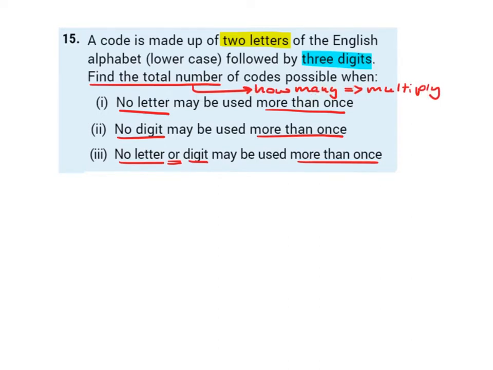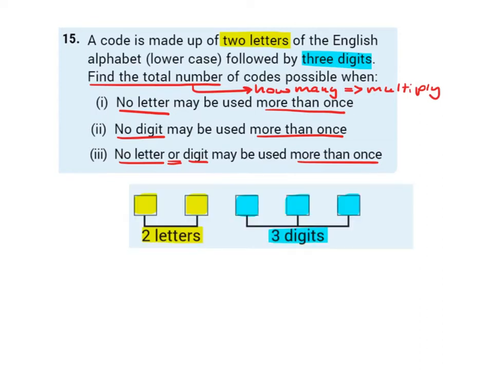It's also important to note that in the English alphabet, there's 26 letters in total. And in digits, there are 10 digits in total. So 0, 1, 2, 3, 4, 5, 6, 7, 8, and 9. There are 10 digits in total. So the code has 2 letters and 3 digits, which means it has 5 parts in total. So I've drawn 1, 2, 3, 4, 5 boxes. So that represents our code.